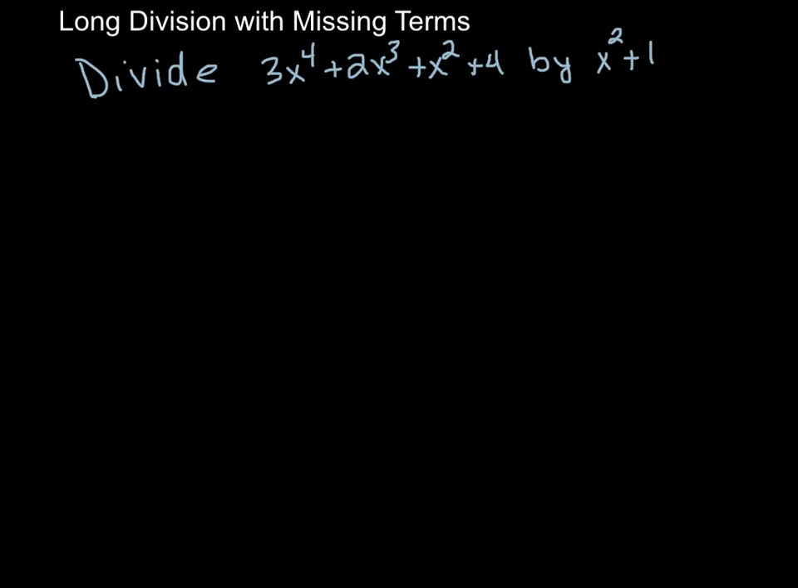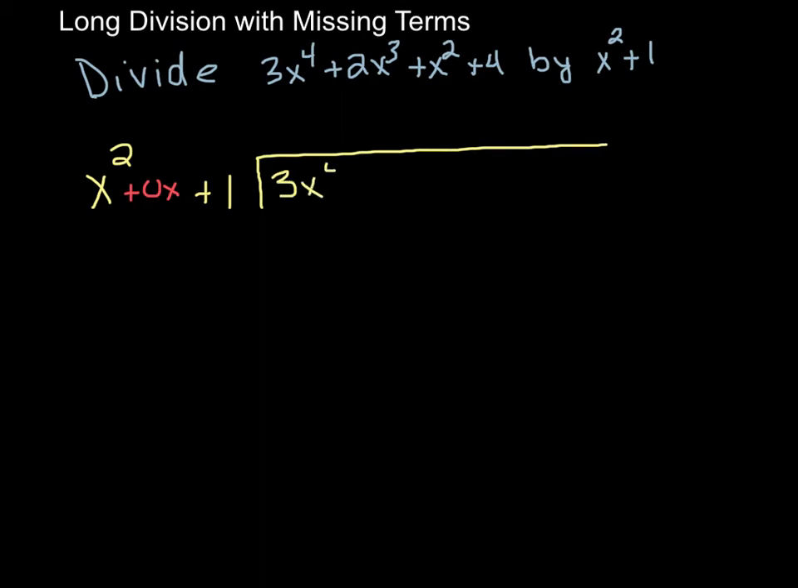So we got our divisor, so x squared plus 1. And then we have 0 x's. 3x to the fourth plus 2x cubed plus x squared. Oh, we don't have an x. And then plus 4. Now they're not always going to be missing the same terms. It's just a coincidence for right now. It's just the example we picked. So let's move forward.